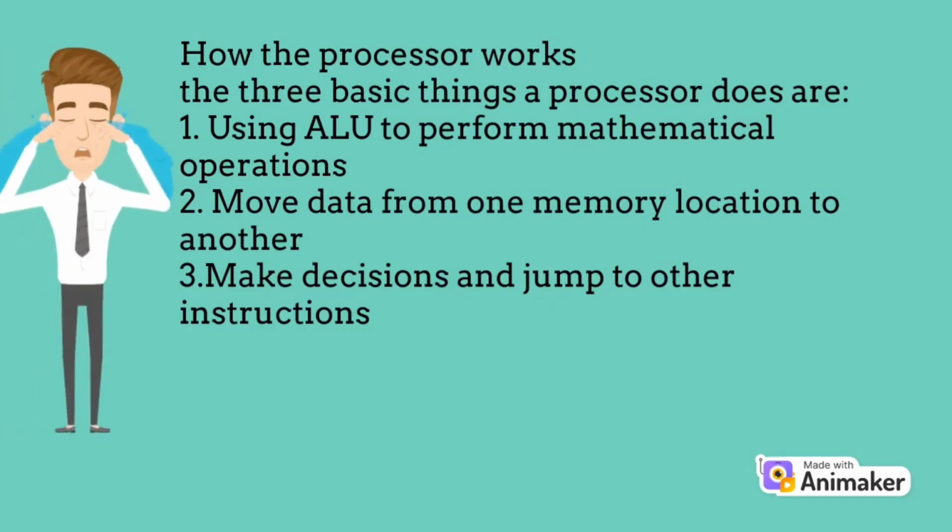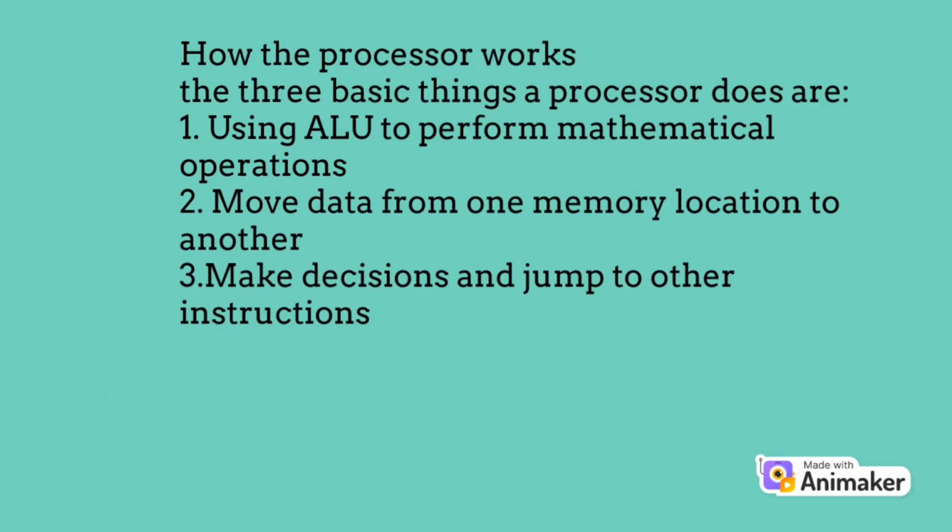How the processor works. The basic things a processor does are: number 1, using ALU to perform mathematical operations. Number 2, move data from one memory location to another. Number 3, make decisions and jump to other instructions.